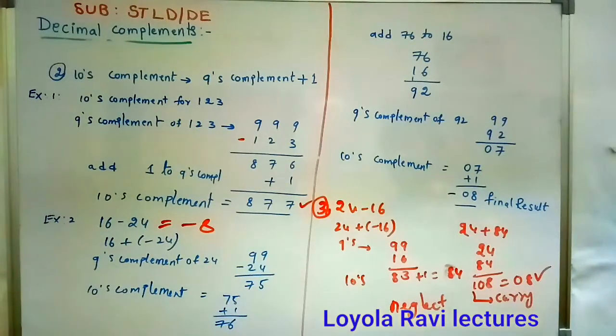Answer is 8. Like this we can perform any example with any number of digits, whether it is 9's complement or 10's complement. One flexibility here is that we are able to verify whether our results are correct or not.